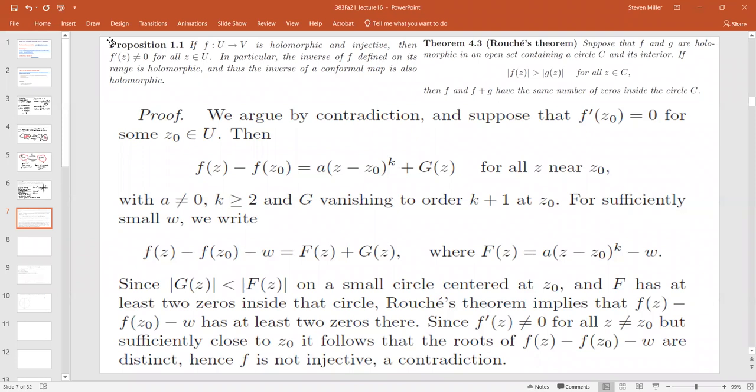Who knows what WLOG means? Without loss of generality. I love without loss of generality. Without loss of generality, what is the point z naught? Zero. And what's the value of f of z naught? Nope. Without loss of generality, choose z naught to be zero. And what should f of z naught equal? Zero. You might as well just adjust things and minimize the notation as much as possible. I've got some map from u to v.